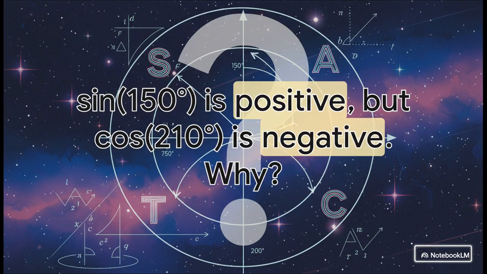So, have you ever been here before? You're staring at a problem like this, wondering why the sine of 150 degrees is positive, but the cosine of 210 is suddenly negative. It can feel totally random, right? But I promise you, it's not. There's a really simple system hiding in plain sight.